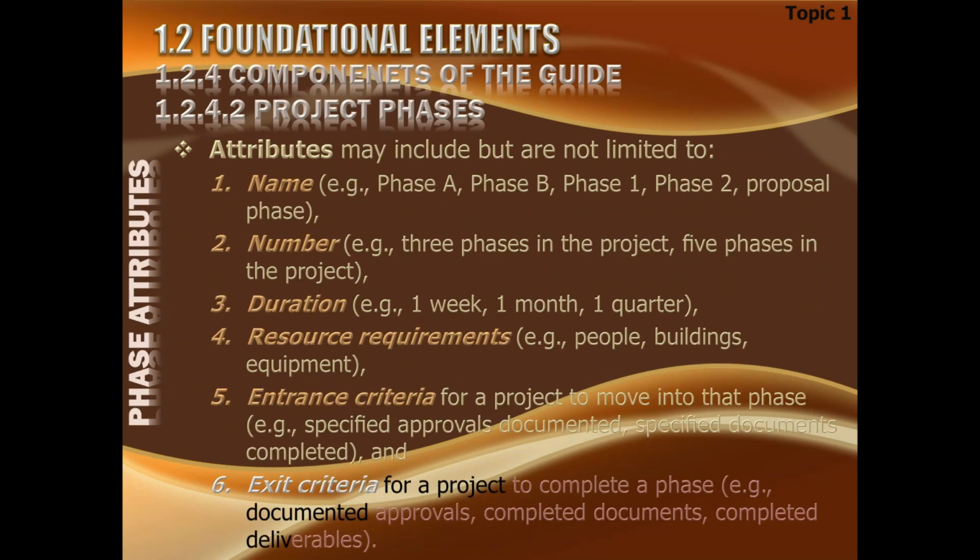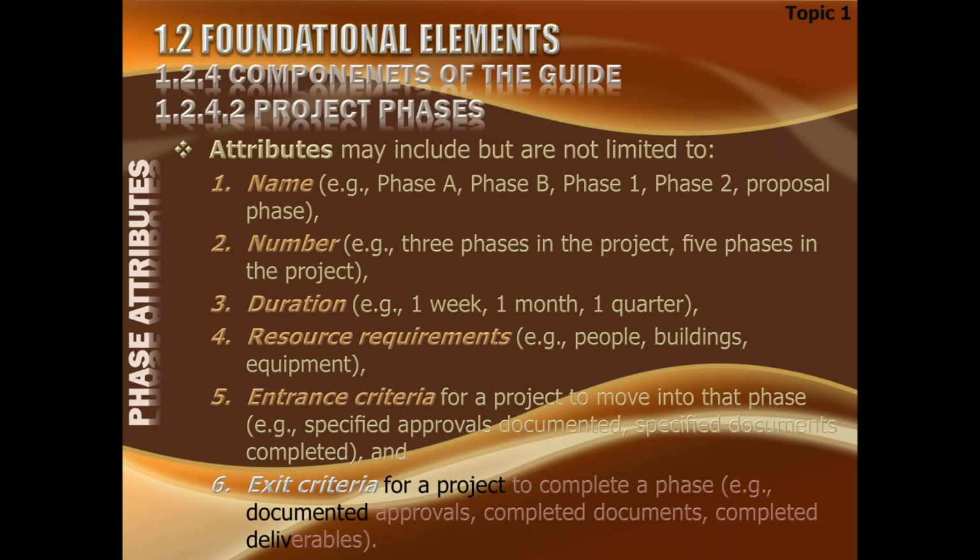The attributes of a phase could be the name of the phase. You can either call them phase A, B, C, or 1, 2, 3, or you can give them proper names like we gave them. Then the number of phases, as we discussed, 3 phases is good, 5 phases is also good. Keep the number of phases to the minimum. Duration of the phase, if it is to be ascertained in Agile or something, then probably you have to fix the duration. Otherwise, duration is not fixed in a waterfall model.